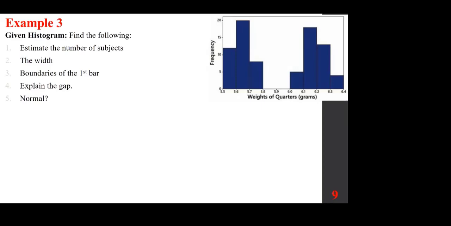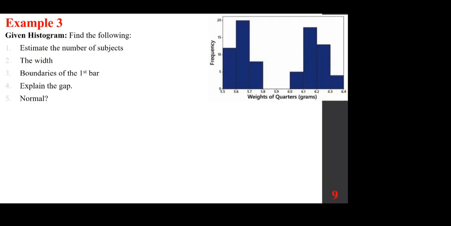We want to come up with the number of subjects. The reason it says estimate the number of subjects is that sometimes it may not be easy to read from the histogram. It may be that it's close, and that's acceptable. Then the width, the boundaries, and whether there's a gap, and is it normally distributed. Now, to estimate the number of subjects, it simply means add up the frequencies.